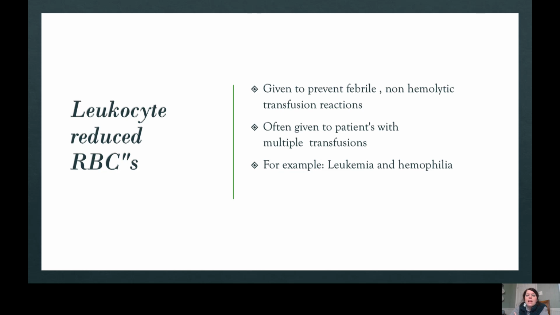Leukocyte reduced red blood cells are going to be given to prevent febrile non-hemolytic transfusion reactions. When a patient is getting a lot of transfusions or they have a diagnosis such as leukemia or hemophilia, we are going to want to give them red blood cells with fewer white blood cells because we don't want them to have a reaction to these multiple blood products that we're giving. If that leukocyte count is reduced in those red blood cells, then it decreases their risk for that febrile transfusion reaction.